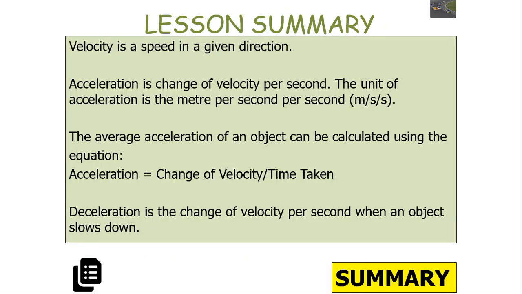So, what have we learned in this particular lesson? Velocity is a speed in a given direction, and acceleration is the change in velocity per second. Okay, and the unit of acceleration is meters per second squared. The average acceleration of an object can be calculated with the equation acceleration is equal to change in velocity over time taken, and the deceleration is the change of velocity per second when an object slows down.